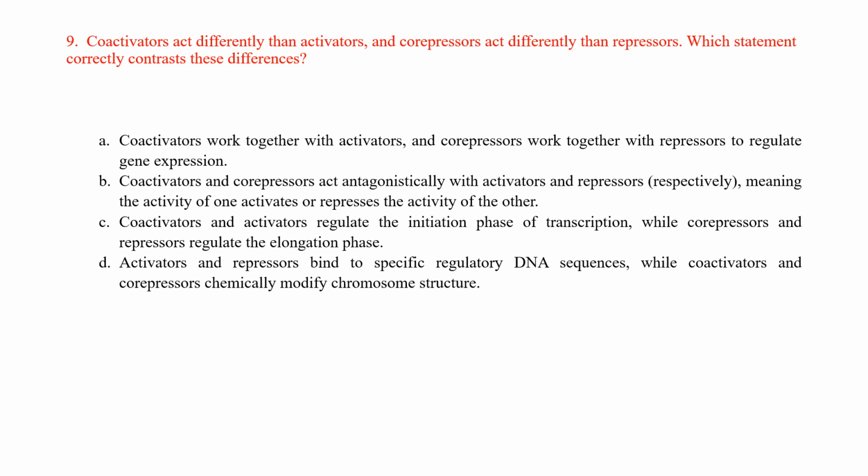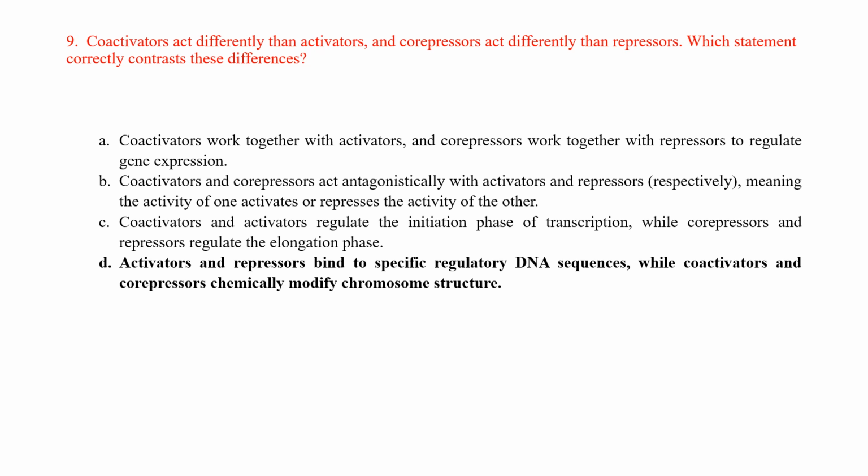Letter B, co-activators and co-repressors act antagonistically with activators and repressors, respectively, meaning that activity 1 activates or represses the activity of the other. Letter C, co-activators and activators regulate the initiation phase of transcription, while co-repressors and repressors regulate the elongation phase. Letter D, the activators and repressors bind to specific regulatory DNA sequences, while co-activators and co-repressors chemically modify chromosome structure.